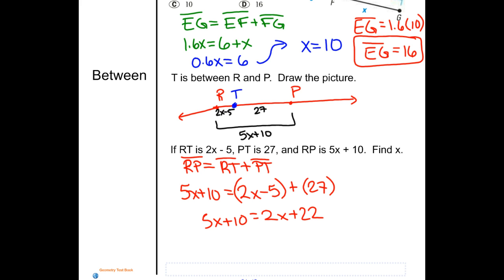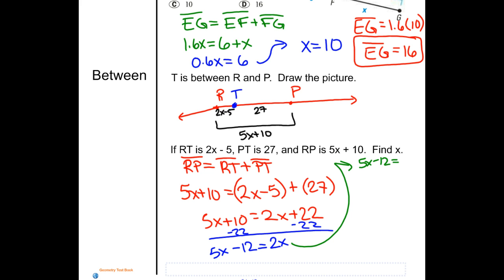I'm going to subtract 22 from both sides. So then I get 5x minus 12 equals 2x. I'm going to bring it up here so you guys can see it better. I'm going to do 5x minus 12 equals 2x, subtract 5x. Sorry, jumping ahead of myself there. And we get negative 12 equals negative 3x. Divide by negative 3, and we get x equals 4.